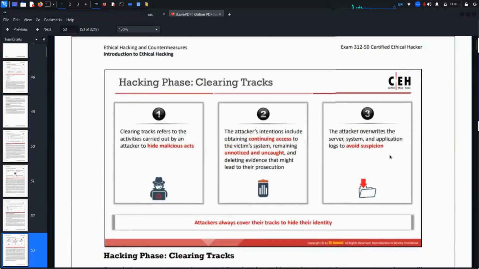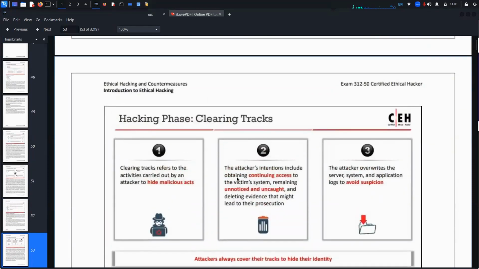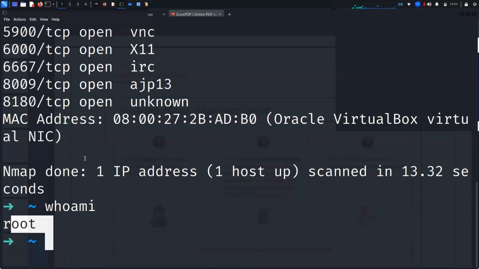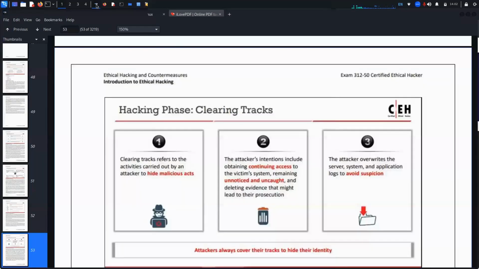Okay, we'll just complete this slide, and then we'll take any questions if there are any. So, clearing tracks. We know that all of the things that we are doing, all of these commands, all of these gaining access, even logging into this machine, what user have I used to log into this machine, these are things that are logged. Logged in the sense, I'll just show you.